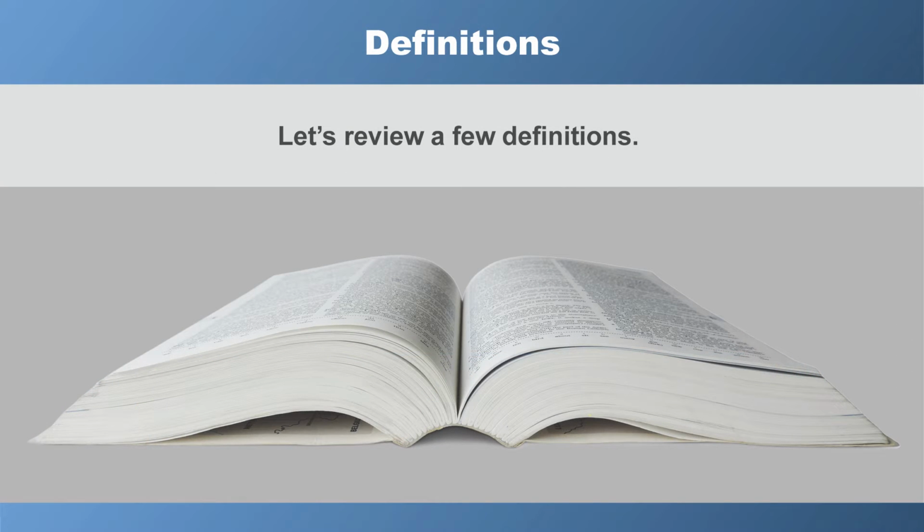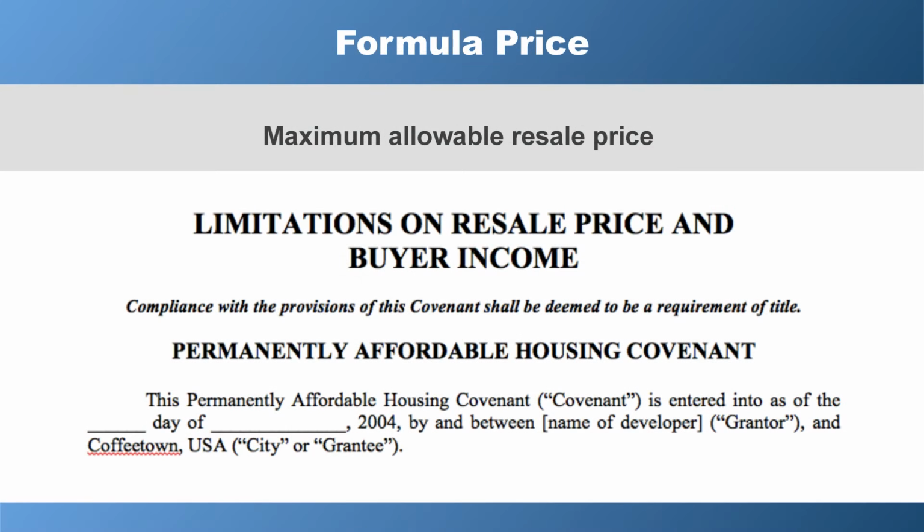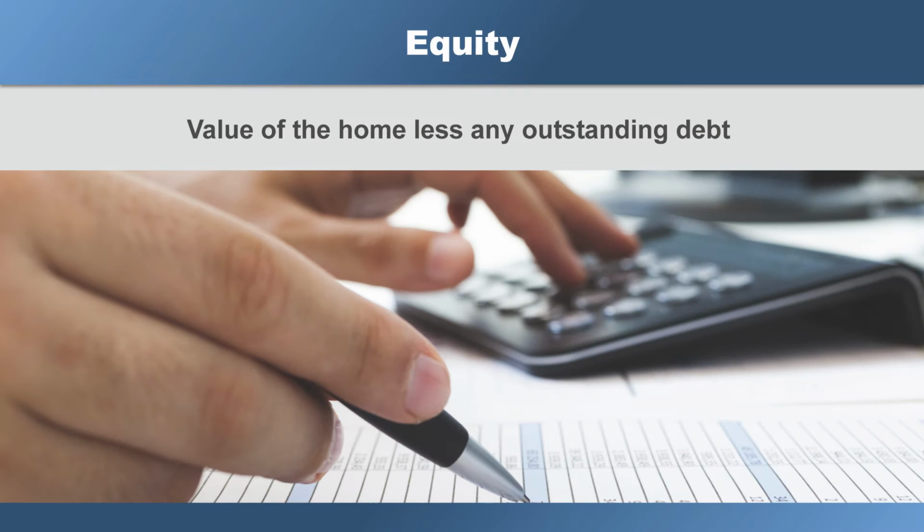In the last module, I defined formula price and equity, 2 key terms for understanding resale formulas. The formula price is the maximum allowable resale price. It's calculated using a formula in the regulatory agreement, such as the ground lease or the deed restriction. Equity is the value of the home minus any outstanding debt, such as the outstanding balance on a mortgage.